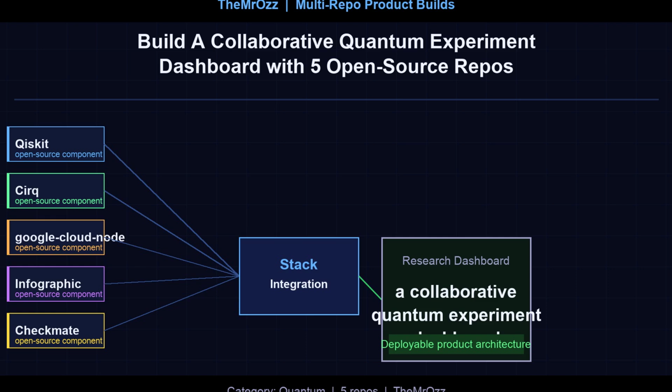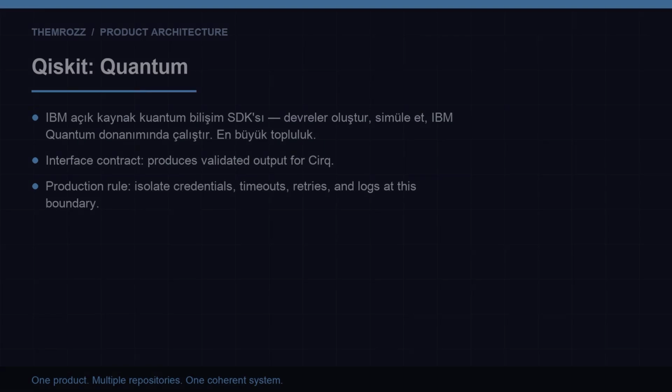A quantum developer starts by designing a circuit using Qiskit, defining qubits, gates, and measurements in Python. They save this as a .qiskit file, which is essentially a JSON serialized representation of the circuit structure. This file gets uploaded to the dashboard via a REST API endpoint hosted on Google Cloud, specifically through the Google Cloud Node backend.